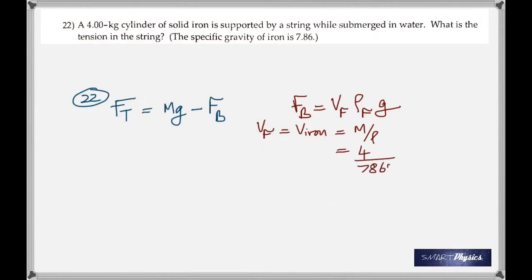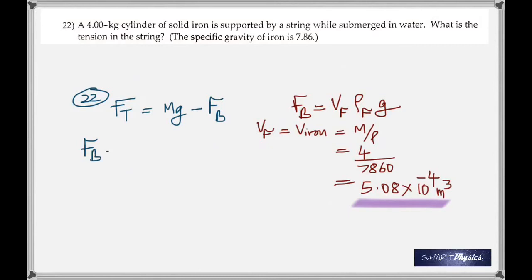The mass of the iron is 4 kilograms. And its density is given, but what's given is a specific gravity or relative density. You multiply it by 1000 to get the density in kilogram per meter cube. So that's why it's 7860, and that gives the volume, which is the volume of the iron, exactly the volume of fluid displaced because it's completely submerged.